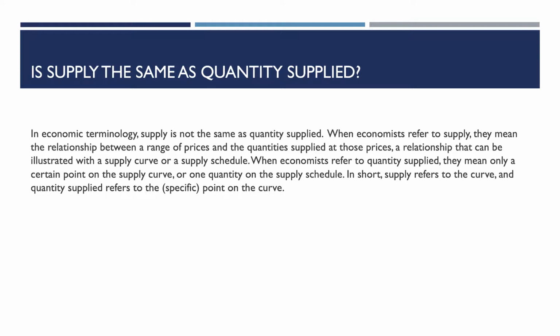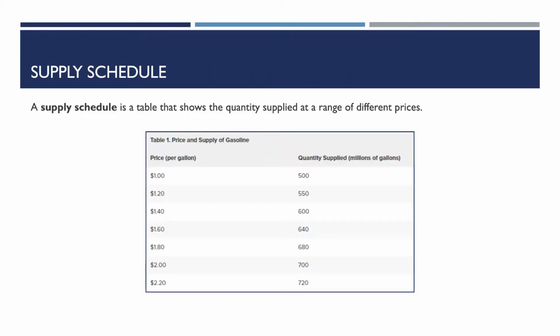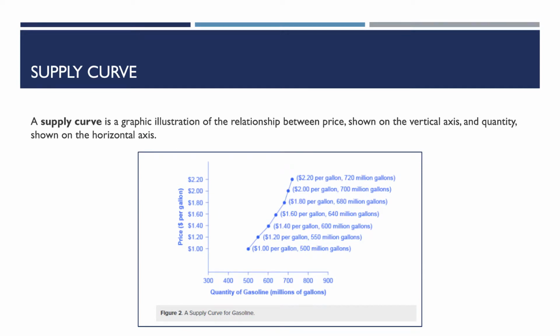So the supply schedule is a table that we've kind of gone over the past couple of weeks. And this is a supply schedule. A supply schedule is a table that shows the quantity supplied at a range of different prices. So as you can see, say for instance, the price for a gallon of gasoline is $1.40. The quantity supplied in millions of gallons would be 600.